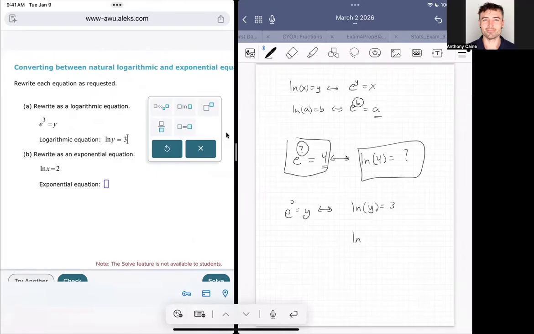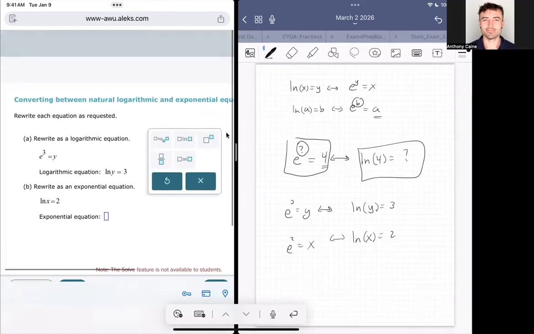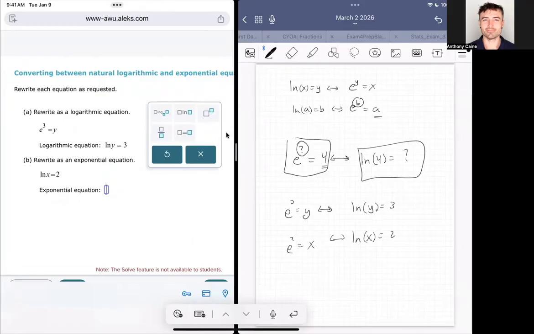Okay, fine. I have ln of x is equal to 2. So what this means is if you raise e to the power of 2, you will get x. So that's going to be the exponential equation that goes down here. All right, that's how to do that stuff.